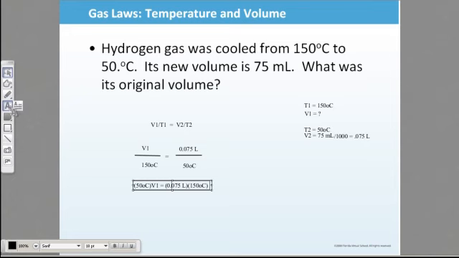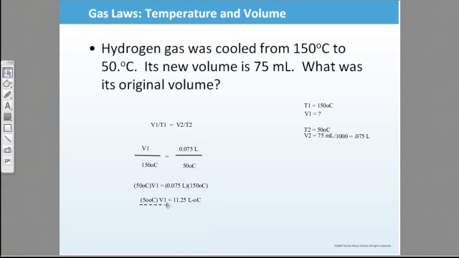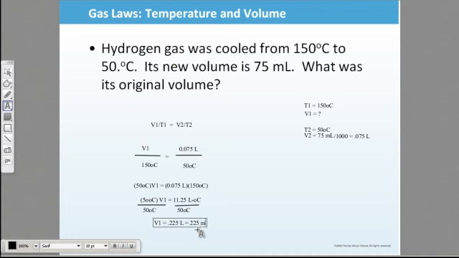All right, so on the left, again, it's still 50 degrees C times V1, and that is equal to 11.25 liter degrees Celsius. So again, we've got to now divide both sides by the 50 to get our final answer, and V1 will equal 0.225 liters. If we multiply that by 1,000, that would be 225 milliliters.